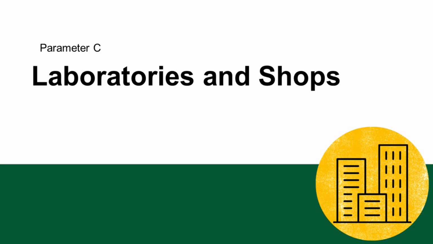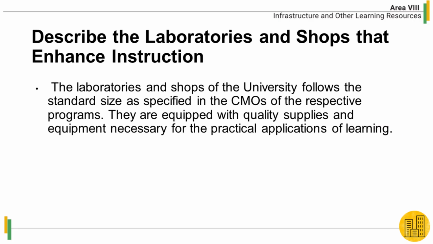We now go to parameter C, laboratories and shops. The laboratories and shops of the university follow the standard size as specified in the CMOs of each respective program. They are equipped with quality supplies and equipment necessary for the practical applications of learning. Through these laboratories and shops, students can enhance their conceptual understanding of theories, improve the level of reasoning and skills, and develop their practical competence in laboratory work and shop activities.